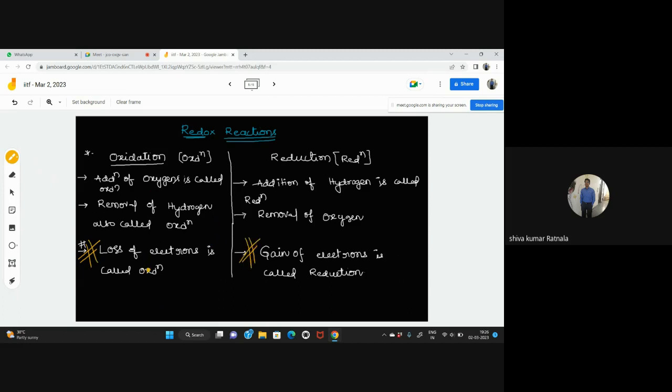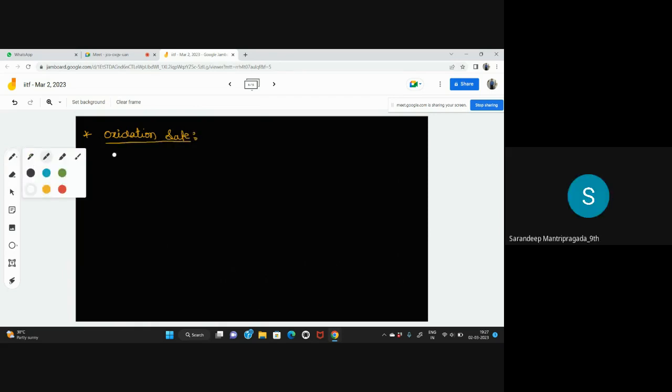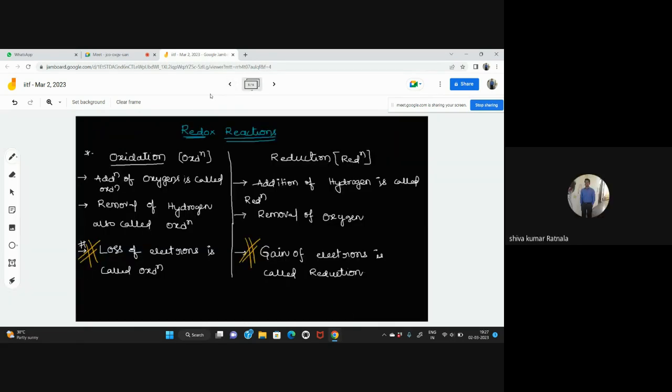Before that, how to calculate oxidation state? Oxidation state. Let me go to the previous one. Sir, we learned this chapter in ninth class. So you studied in ninth standard? Sir, in ninth standard. Okay, yes, sir. Okay.